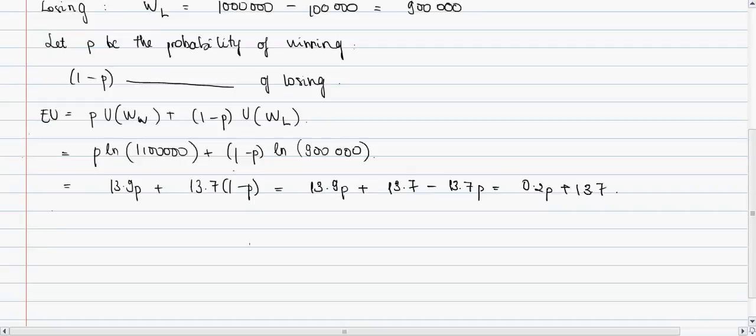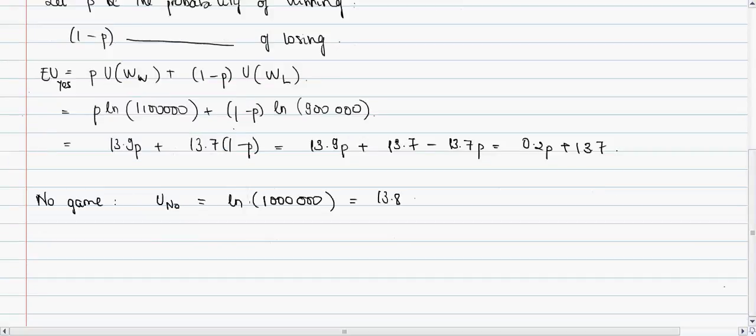Now, this is the expected utility by playing the game. If the person doesn't play the game, then he will have $1 million for sure. He won't be losing anything, but he won't be gaining anything. So he will have $1 million initially, and that will be his total wealth. So the utility he can get under the case of no gamble is the log of the $1 million that he has initially, which is equal to 13.8.